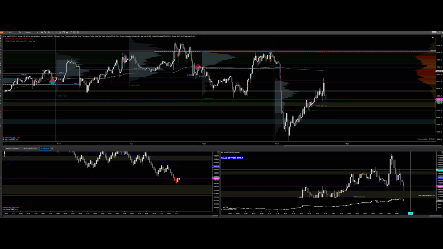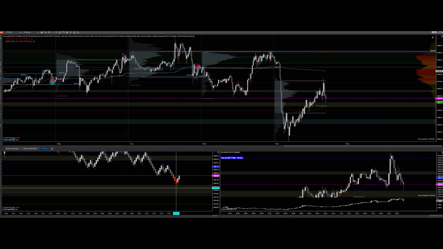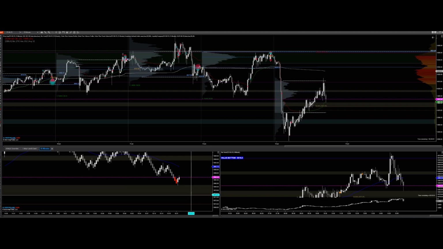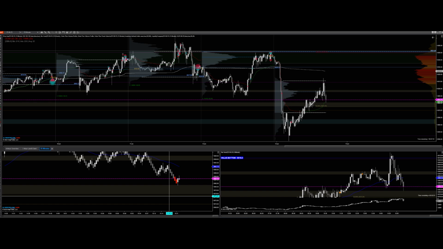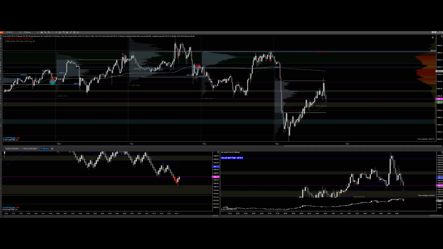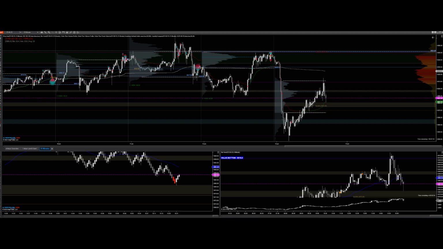So this looks like a delta flip is forming right here at this distribution, which could be quite nice. At the VOMA on 1 minute as well. And this is a setup where I can take a little more risk. Seeing a little divergence as well on stochastics. I'm just gonna let this one play out.